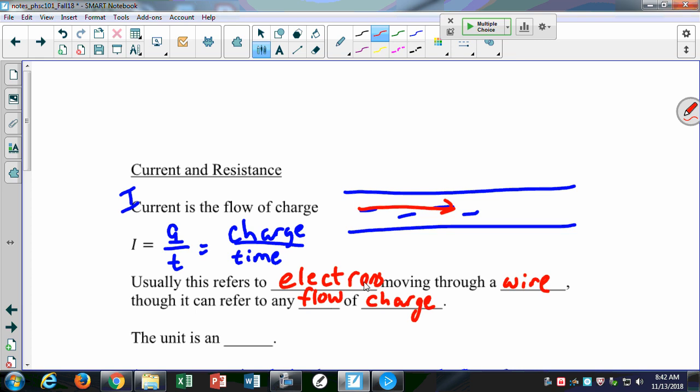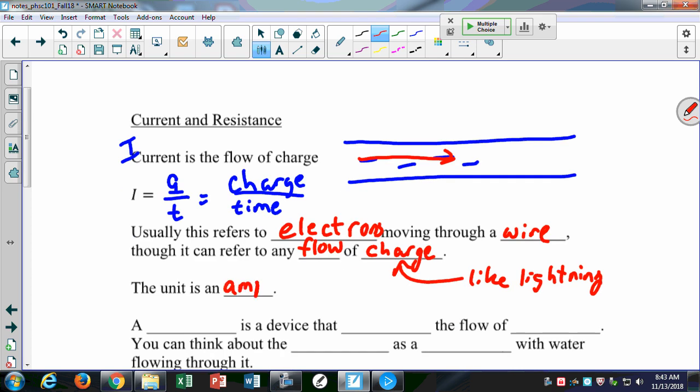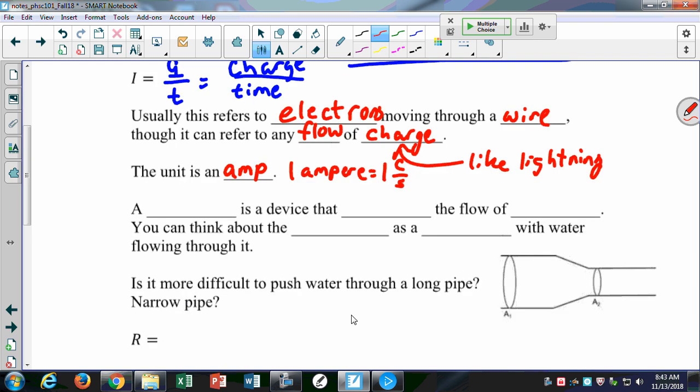So, for example, lightning. Lightning will be talked of in terms of its current, even though it's not charges moving through a wire, it's charges moving through space. Like lightning. The unit of this is an amp. You've probably heard of amps before. Or ampere. 1 ampere is equal to 1 coulomb per second. All right, so that's current. A resistor is a device that resists the flow of charge.